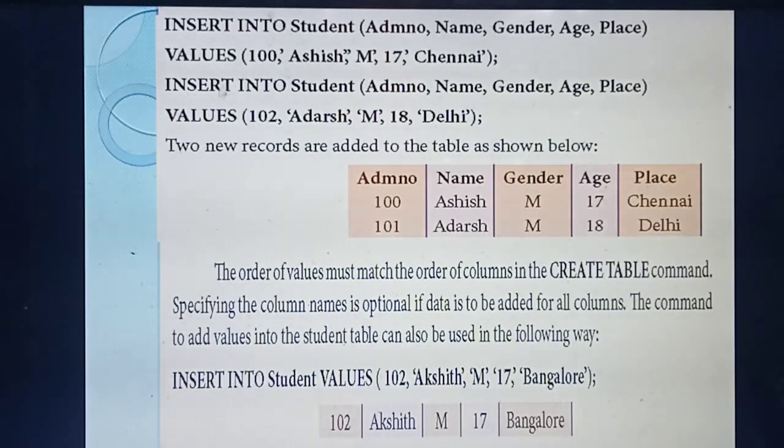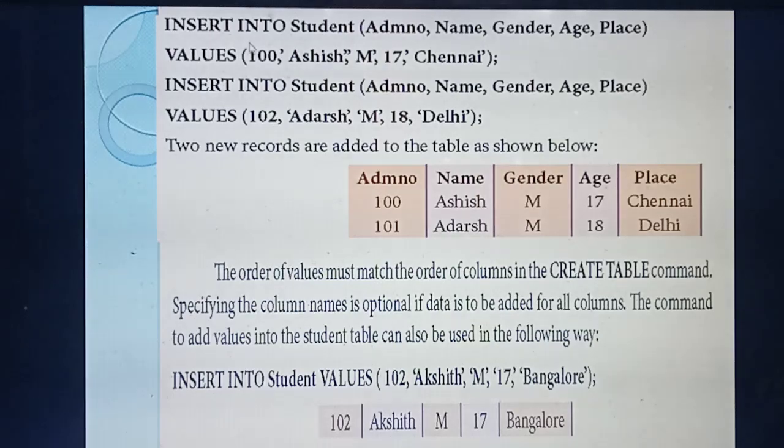Now this is the example. Insert into table name. What's the table name here? Student. Then these are the columns: admission number, name, gender, age and place. These come as the heading for each column. Now you have entered the fields, and you need to enter the values for the fields.